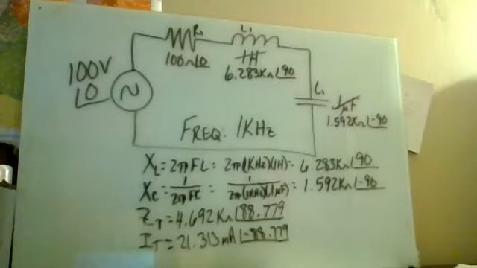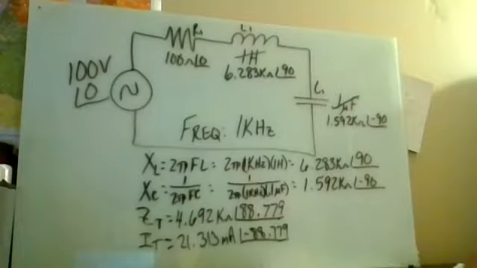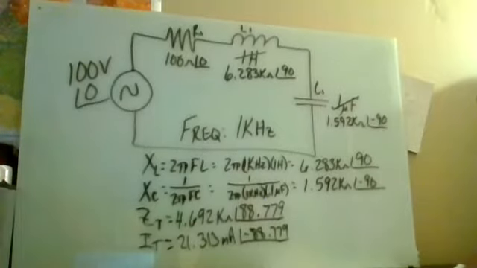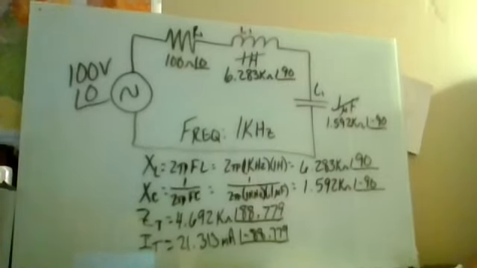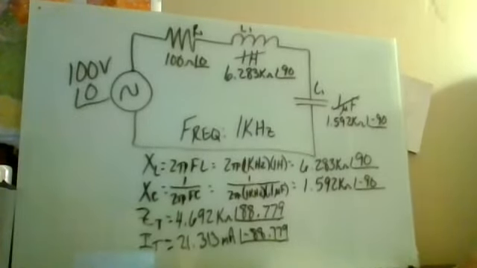All right. So after it saves, it's saved in that Z. You just put 100 at an angle of 0 because that's your voltage, and then hit divide. And then once you hit divide, hit alpha Z. So it should say 100 angle 0 divided by Z, and then just hit execute, and you should get 21.313 milliamps at an angle of negative 88.779. So did everybody get that?